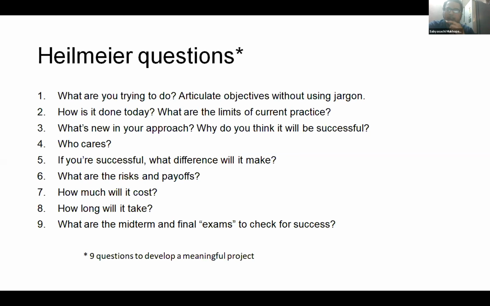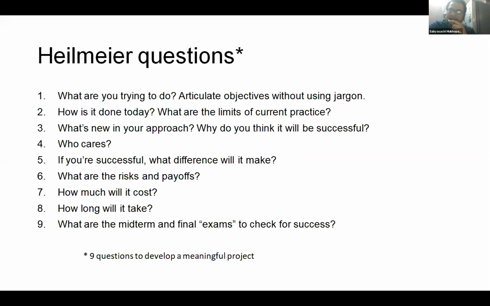So if you see the 9 meaningful questions he has highlighted: what are you trying to do? Articulate your objectives without using jargon, that's very, very important. Secondly, how is it done today, and what are the limits of current practice? Like we were discussing a few minutes back, what's new in your approach, and why do you think it is going to be successful? Who cares? That is very, very important. If you are successful, what difference will you make? What are the risks and payoffs, and how much will it cost? How long will it take? And finally, what are the midterm and final exams to check for success?